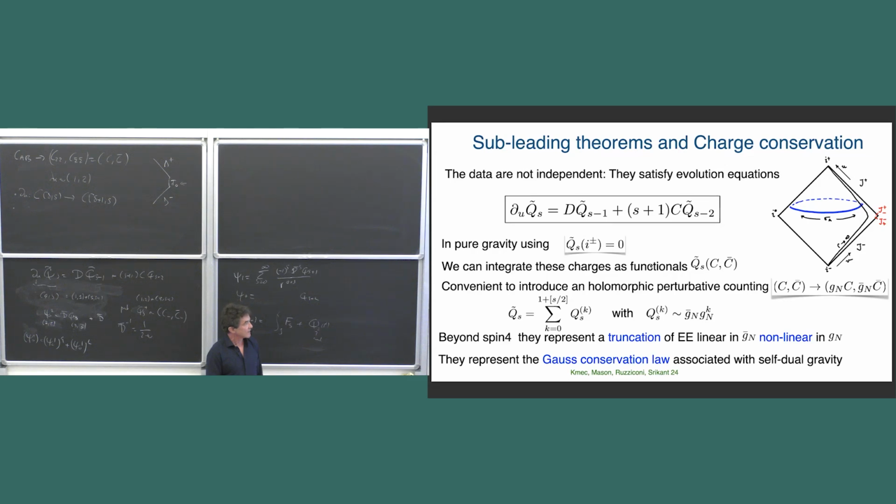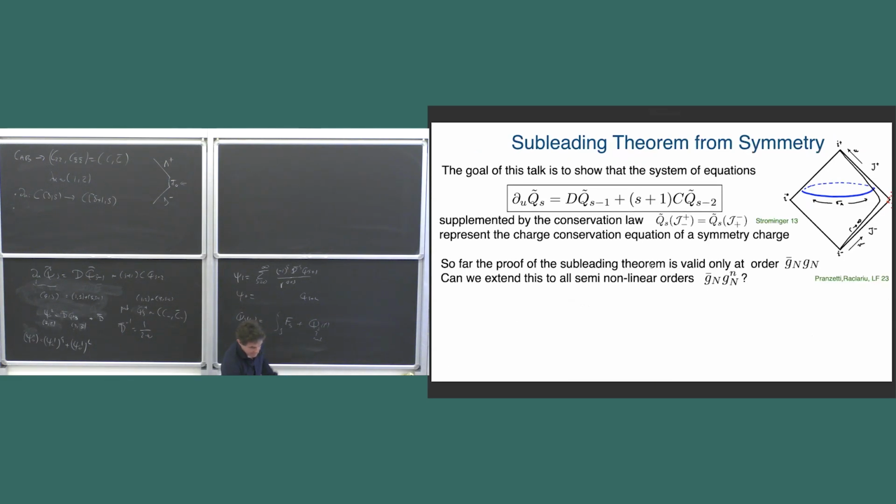And then you can show that these equations in self-dual gravity represent a Gauss conservation law. So in self-dual gravity, you have a formulation and a generalization of gauge symmetry, and therefore you have a generalization of Gauss law, and this is the Gauss law in self-dual gravity. I'm going very slow, but I think it's okay. So this is still the system of equations.